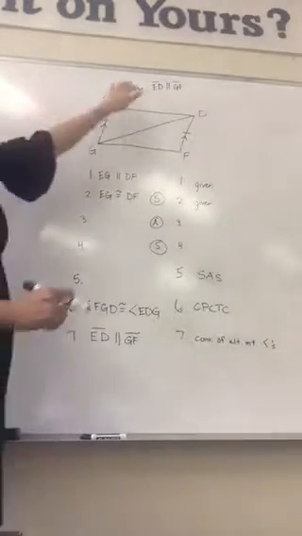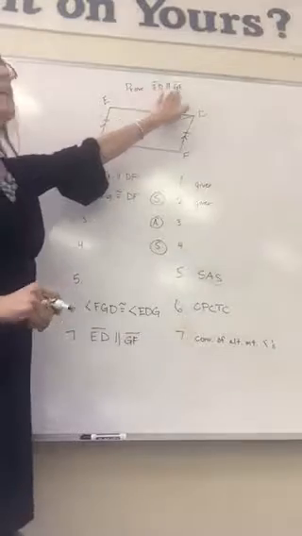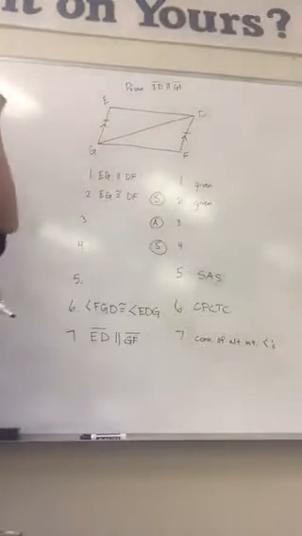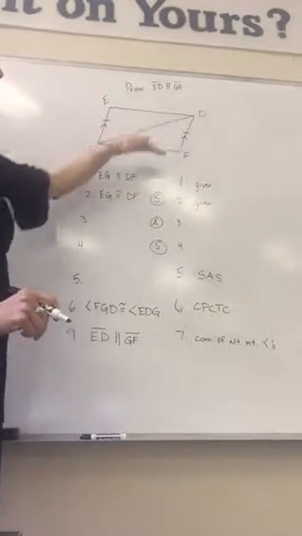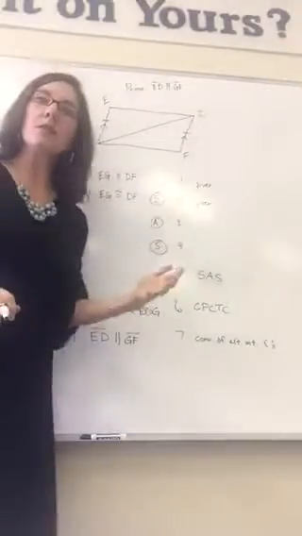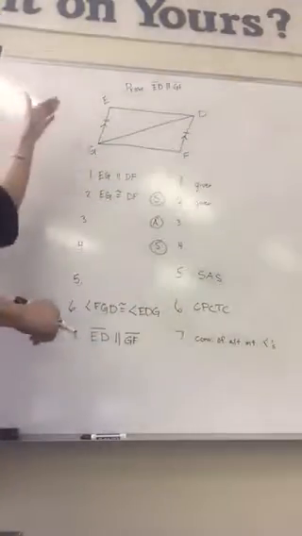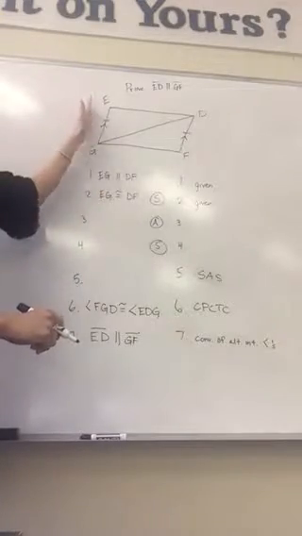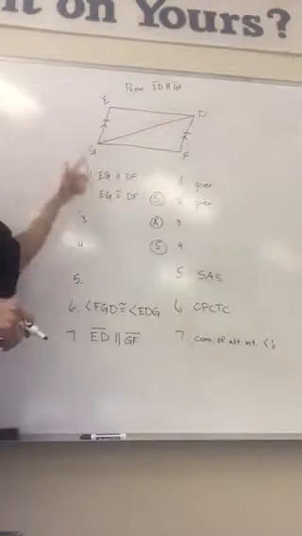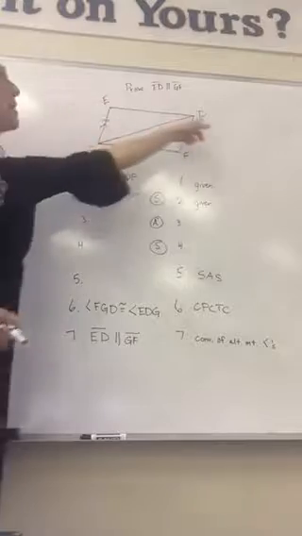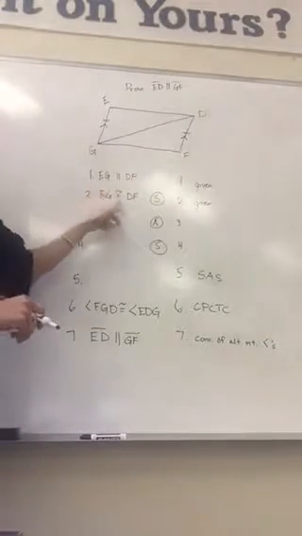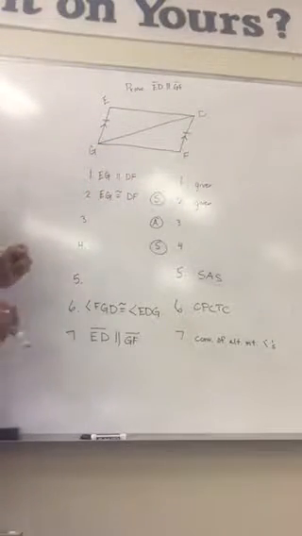All right, the last one, prove that ED is parallel to GF. So we want to prove this top line is parallel to the bottom line. This one's going to be a little bit more complicated than our previous proofs, so bear with me. What we're given is that EG is parallel to DF. We're also given that the same line segment, EG, is congruent to DF. So let's go from there.